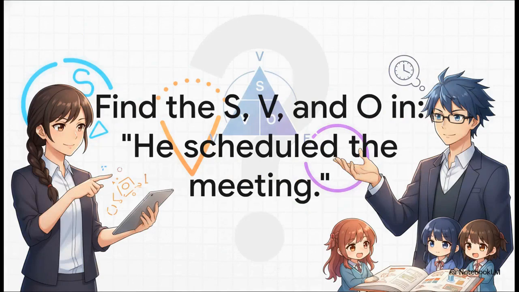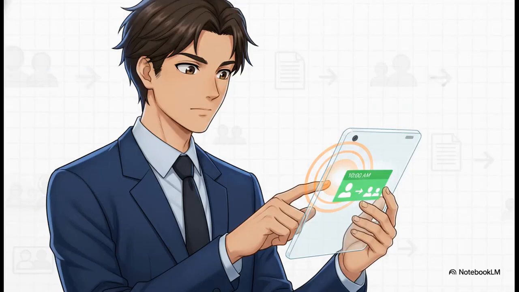Let's lock it in with one last example. He scheduled the meeting. Find those 3 parts for me. And the answer is, the subject is he, the verb is scheduled, and the object is the meeting. See? It's a pattern. And once you see it, you start to see it everywhere.